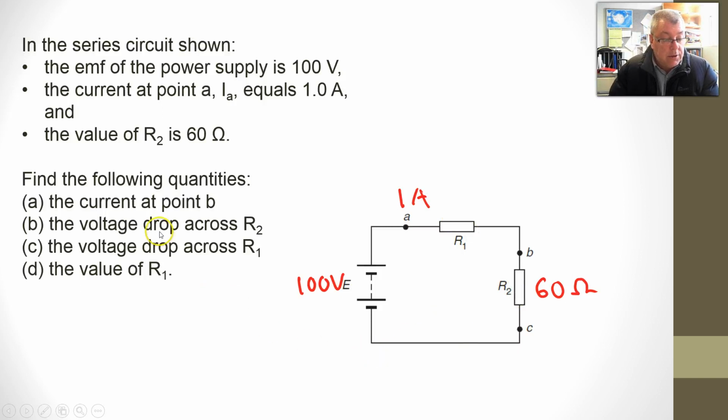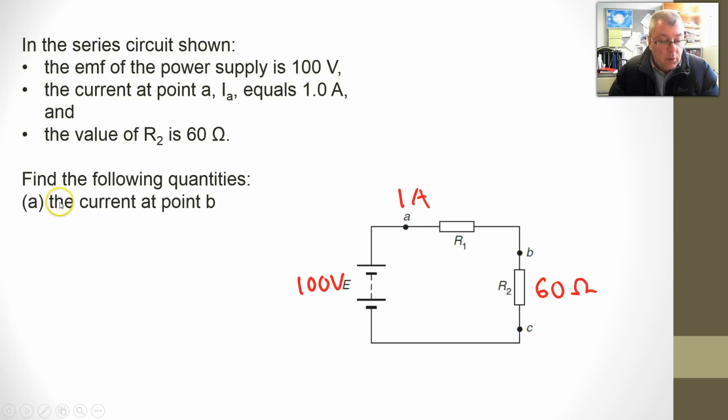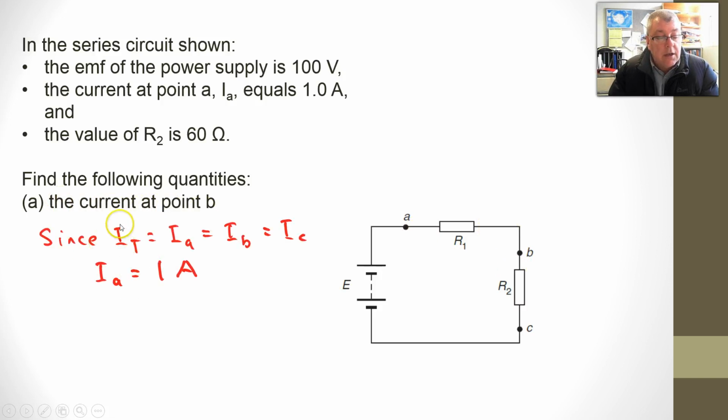So let's work our way through it. These are pretty typical questions that you would get, and they could happen in any order, and you'd have to work things out depending on how you go. So first off, what is the current at point B here? Well, it's a series circuit, and so since the total current is equal to the current through A, which is equal to the current through B, which is equal to the current through C, we get 1 amp.